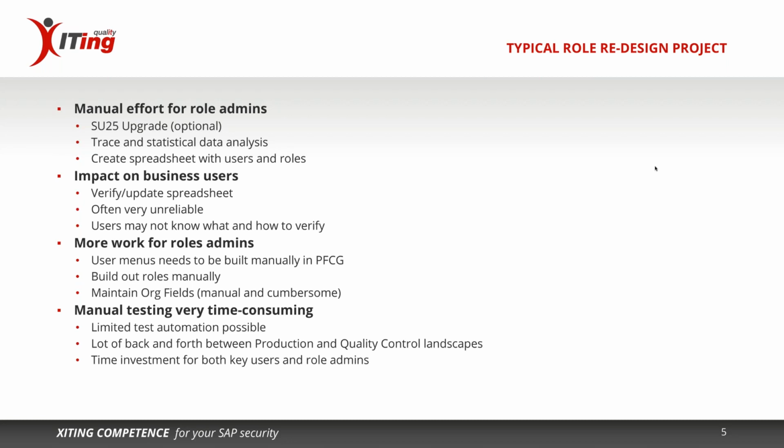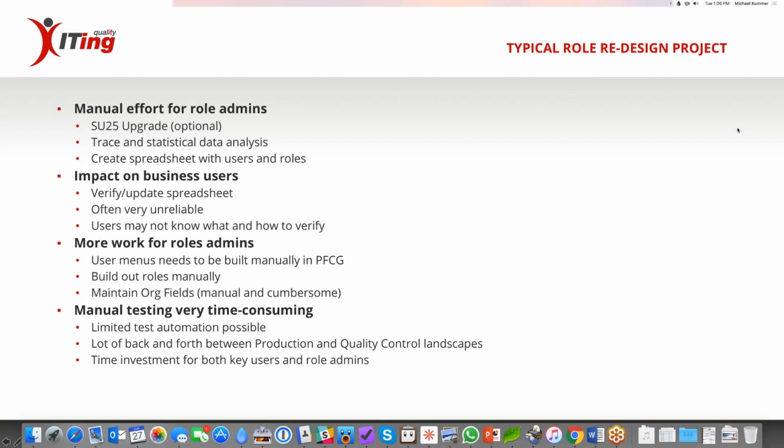So from a role admin perspective, you may start with doing an SU25 update to get all the new proposals in from SAP, basically optimizing and updating your SU24, so you have a good and solid proposals database. You may look at your trace data, for instance, ST03N data, to find out what users were doing in the system over the past maybe 3 months or 6 months, depending on how you have your SAP system configured and how far back you keep that data.